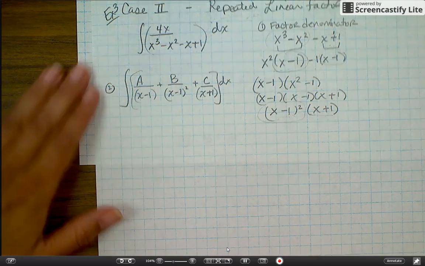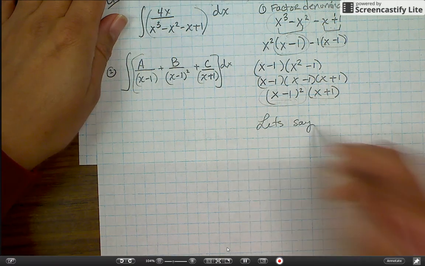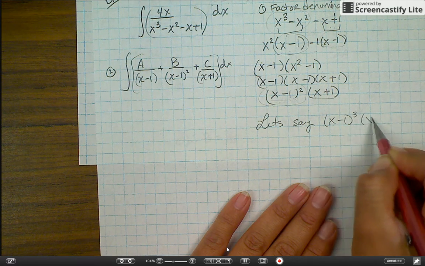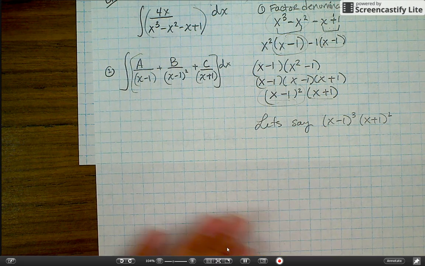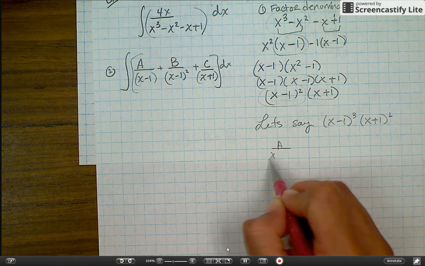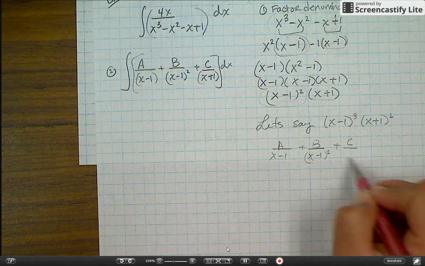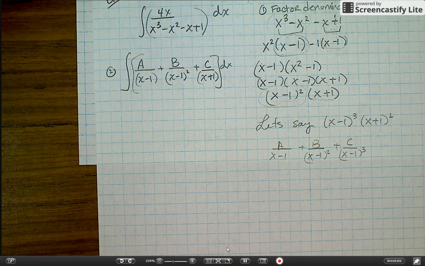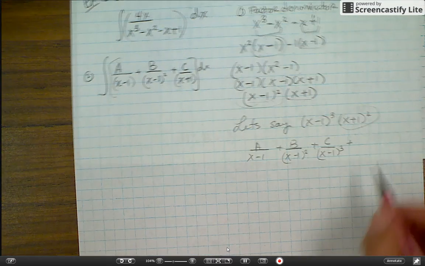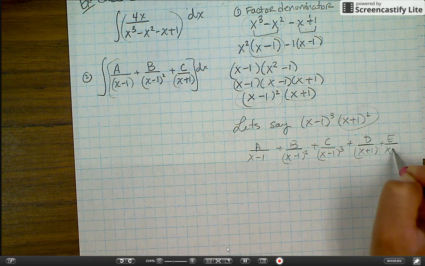Let's say, for instance, it was something like x minus 1 cubed and x plus 1 squared. Okay? Let's say we had a situation like this. Then what we would have is a all over x minus 1 plus b all over x minus 1 squared plus c all over x minus 1 cubed. One for every single power. Plus, you're going to have to do that for this one too. So you're going to have d all over x plus 1 plus e all over x plus 1 squared.